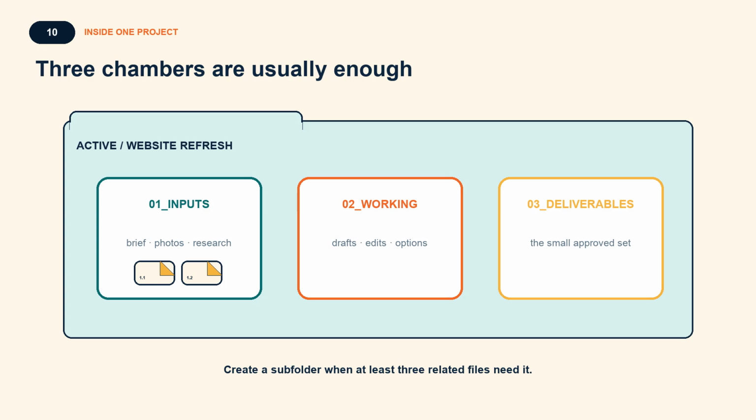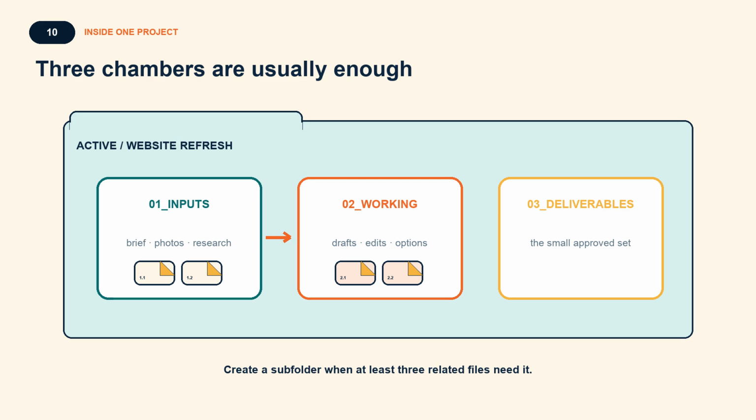Inside active. Use a project template only when a project has enough material to need one. 3 subfolders are usually enough. Inputs, working, and deliverables. Inputs hold source documents you received or collected. Working holds drafts and intermediate files. Deliverables holds the small set of things you would actually send, submit, or use.